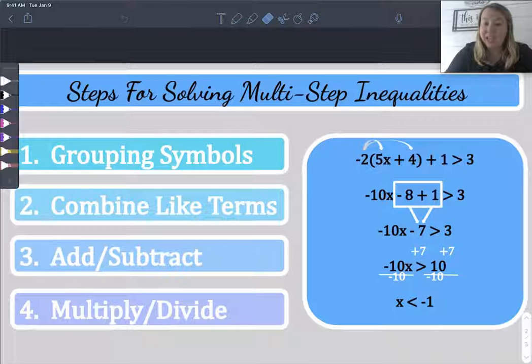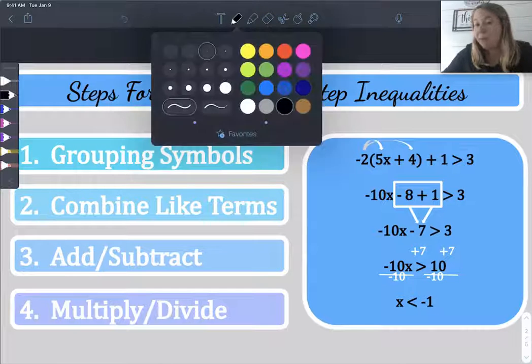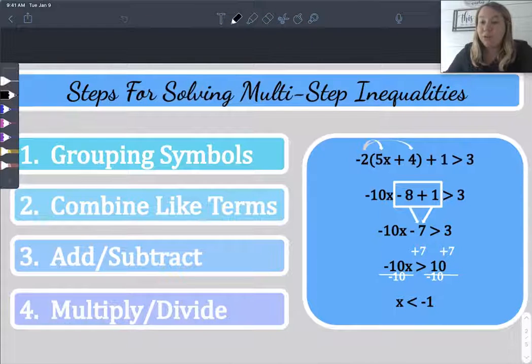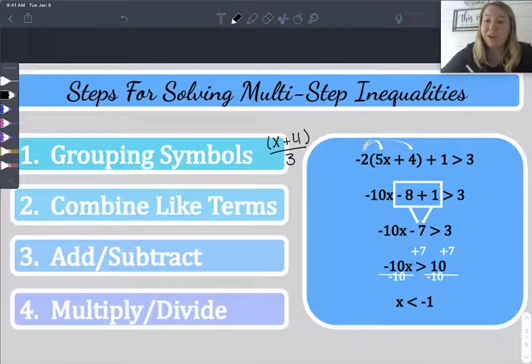10x minus 8. Keep in mind, we do have another pretty common grouping symbol that I'm going to show you right now. It's normally in a 2-step. It is x plus 4 divided by 3. Keep in mind, there's no parentheses in it, but the division of 3 kind of groups them together like they're in parentheses. So if you're ever given a problem like this, maybe it's helpful to always put parentheses around them.